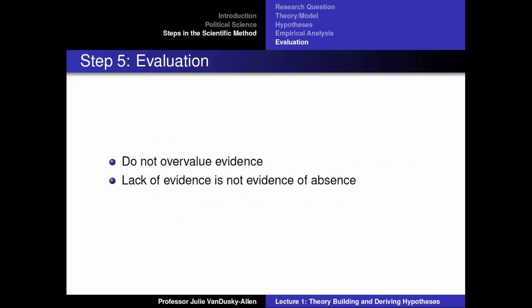In the fifth step of the scientific process, we evaluate our theory, our hypotheses, and our empirical results. We think about what we could improve upon or what other research we can do based on our results. In addition, it is important to note that we should not overvalue our evidence. Just because you find results in one study, those results need to hold up in other studies for us to be more confident that our independent variable has an actual impact on our dependent variable.